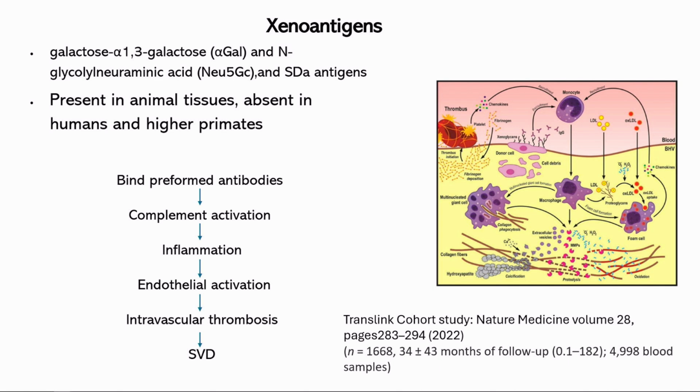So these xenoantigens which we have to focus on are alpha-gal, galactose alpha-1,3 galactose, and Neu5Gc, and also the SD antigen, but we are more focused on alpha-gal and Neu5Gc. The study I was talking about before is the TransLink cohort study, published in 2022, with quite a large dataset of 1,668 patients and 43 months of follow-up.